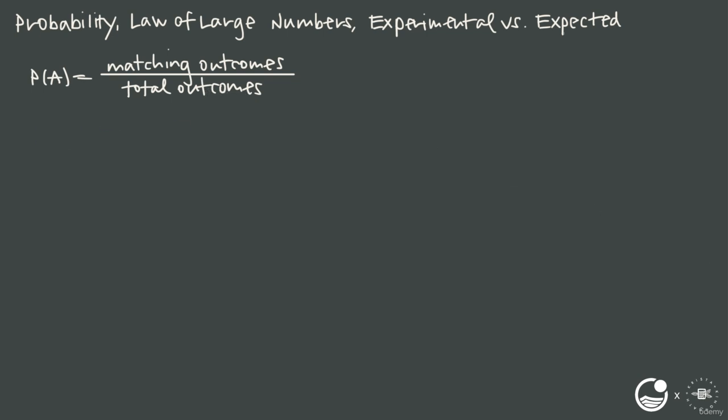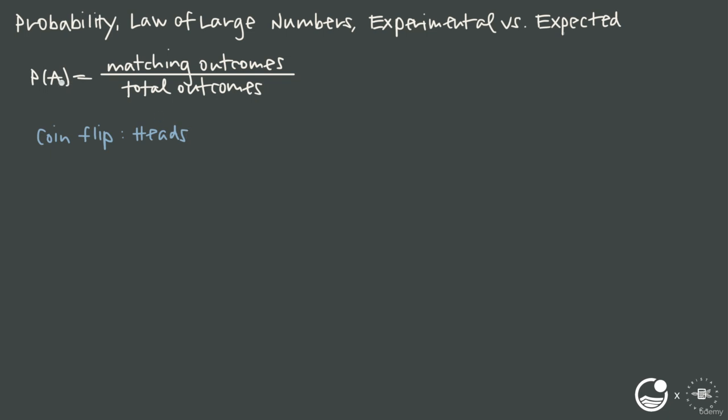So for instance, let's take a very simple example of flipping a coin, and we're looking for the probability that we get heads when we flip the coin. So in this very simple scenario, we flip a two-sided coin one time. On one side is heads, on the other side is tails, and we want to know the probability that we get heads when we flip that coin.